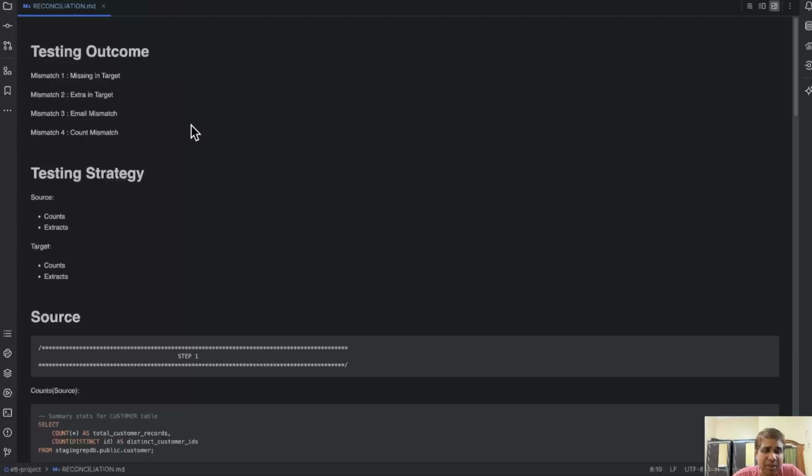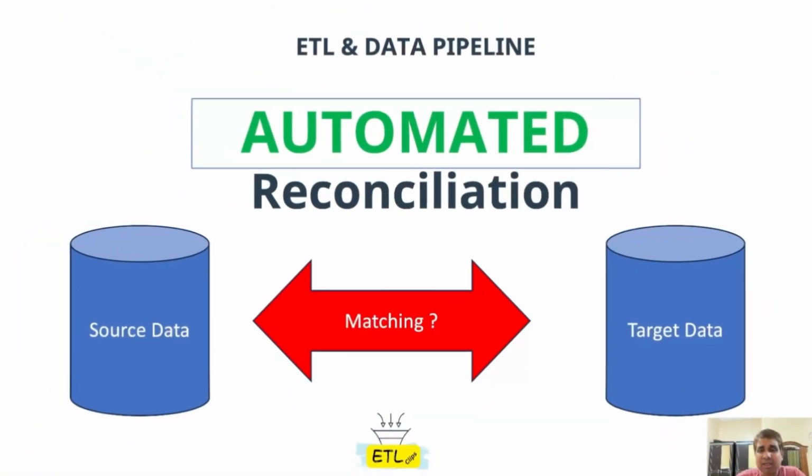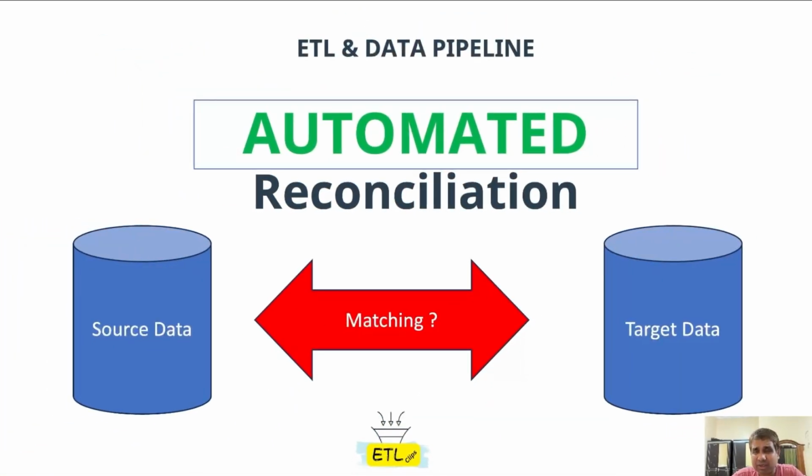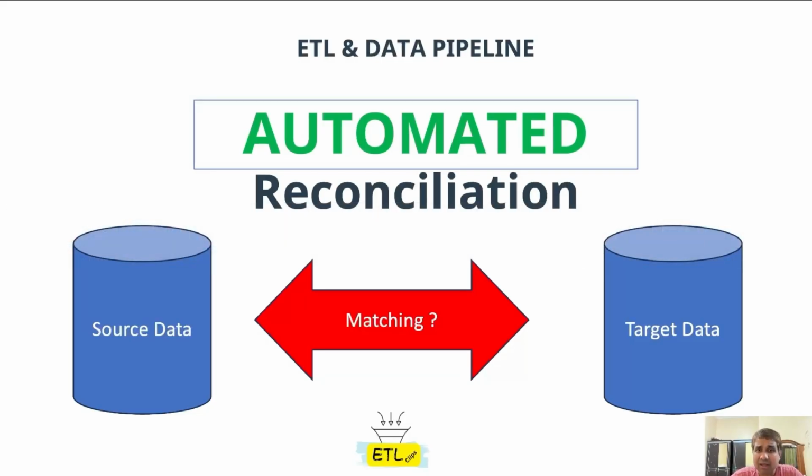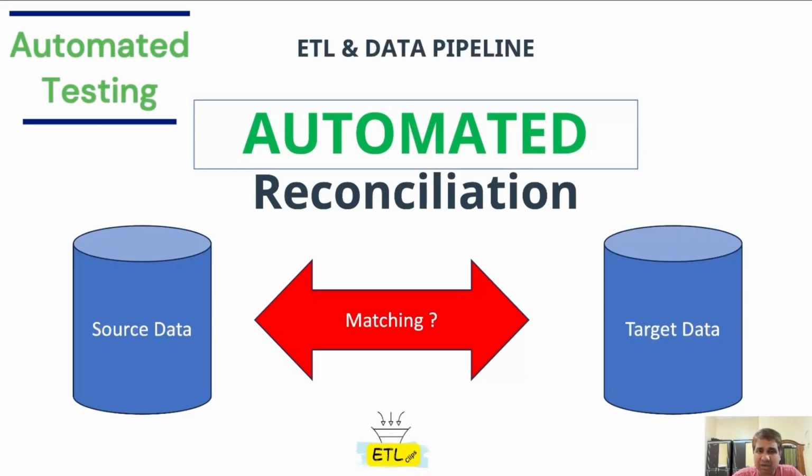So basically, if you remember, manually we tested these outcomes where we used SQL to find out everything. So we extracted the data from source and the target to CSV file, then we loaded the CSV file into a reconciliation database. Then we started running our SQLs to get all these statistics. In this video, we are going to do the same thing, but in an automated fashion.